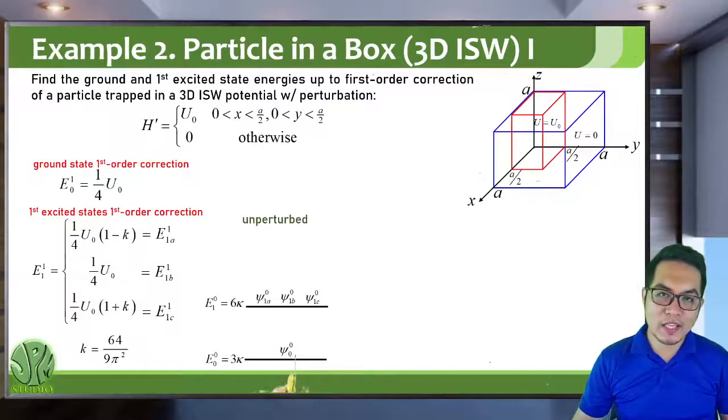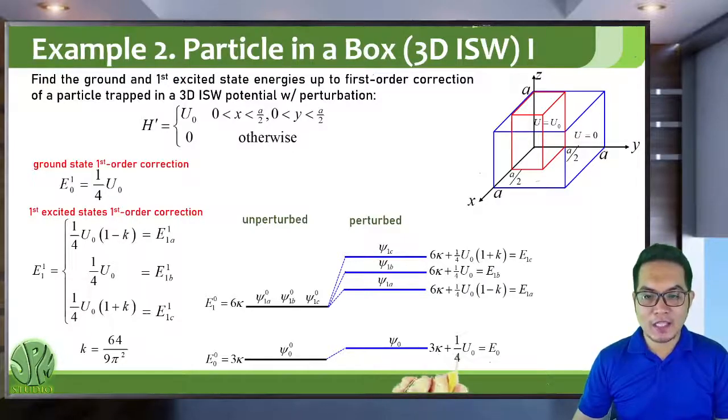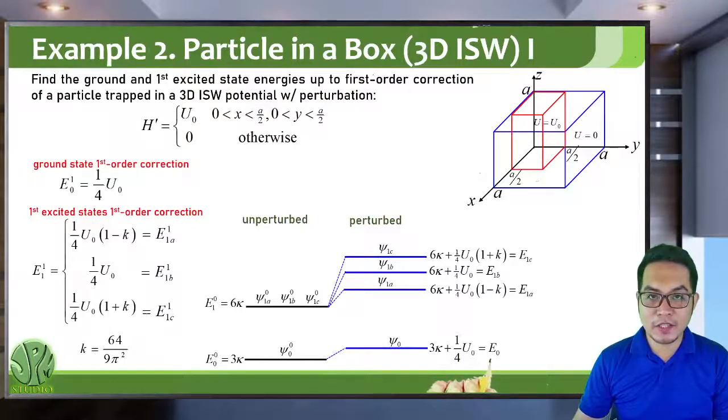So we used non-degenerate perturbation theory to solve for the first order correction, which is this one. So the perturbed ground state is basically just lifted by an amount of 1/4 unit. So this is the unperturbed ground state, 3 kappa, and this is the first order correction, 1/4 unit. So this is now the perturbed ground state energy up to the first order correction.